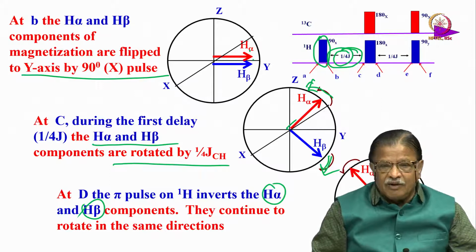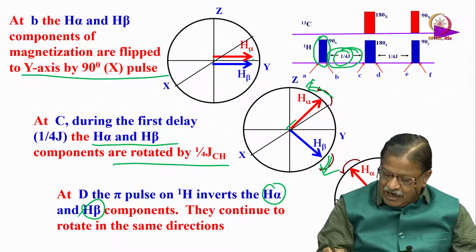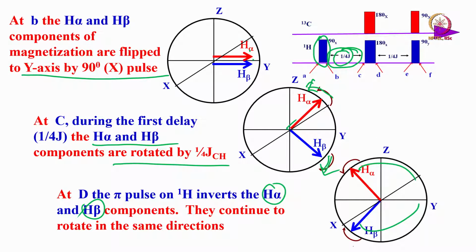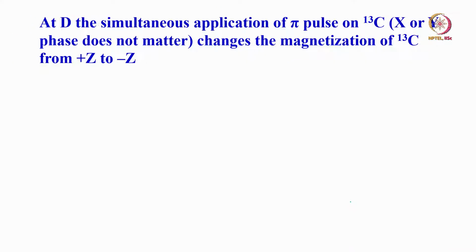And now what is going to happen? Alpha came here and beta came here, and they continue to move in the same direction. Then we wait for another 1/4J. After another 1/4J, this has to refocus. Okay, we will come to that. Before that, let us see what is going to happen.